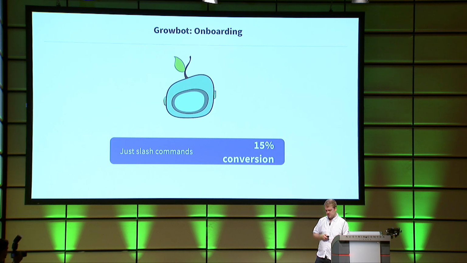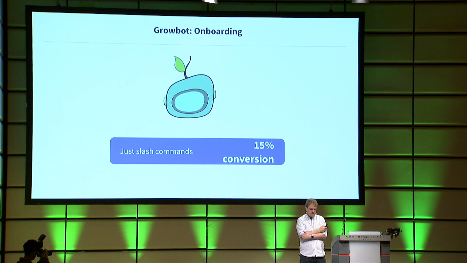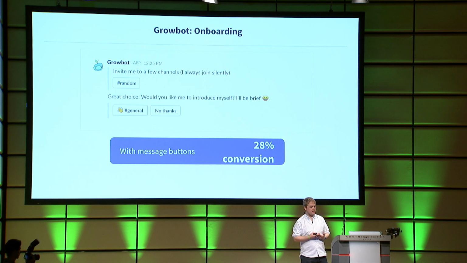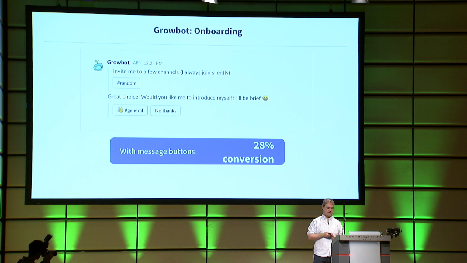What can we do? So they took a look at the documentation, and they came across message buttons. So now when Growbot is installed, it was offering to get a list of channels you could use. So in this case, would you like to invite me to random? When you select it, they then follow up with a second message saying, would you like me to message your channel to let everyone in the channel know that I exist, and maybe they can start using me? So that was great, and they saw a 28% increase in their conversion rate.